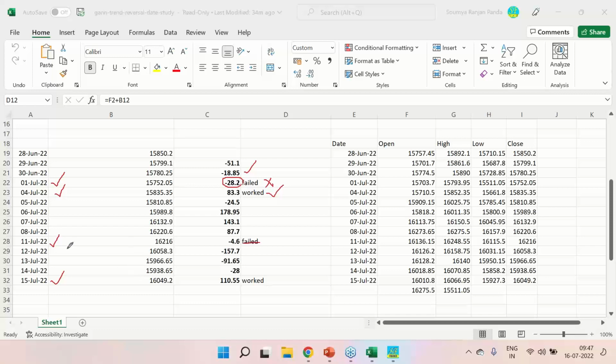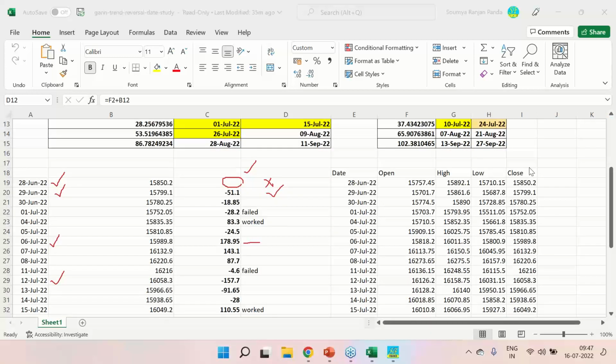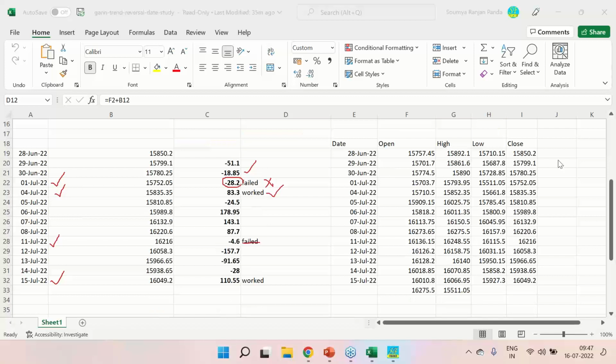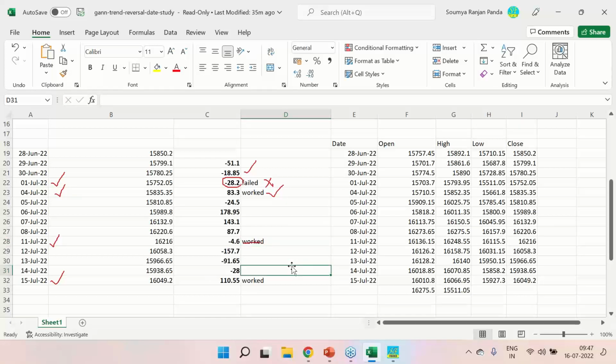So 10th July was a holiday. So we can expect on the 11th July the action should take place. So it has not failed, it has worked. Here we expected a negative opening or negative closing, because 8th July was a positive day. So the opposite will happen. So this also worked. 15th July, 14th July is a negative closing.